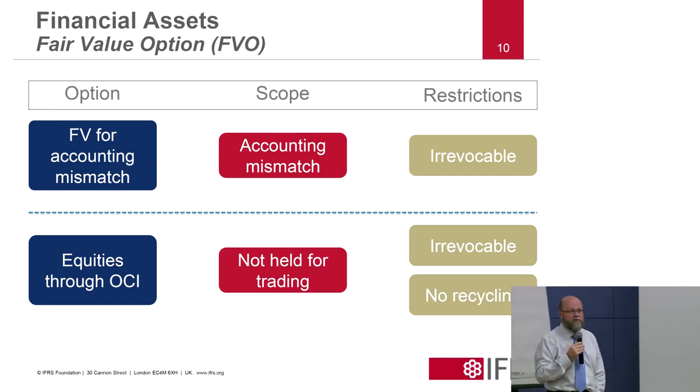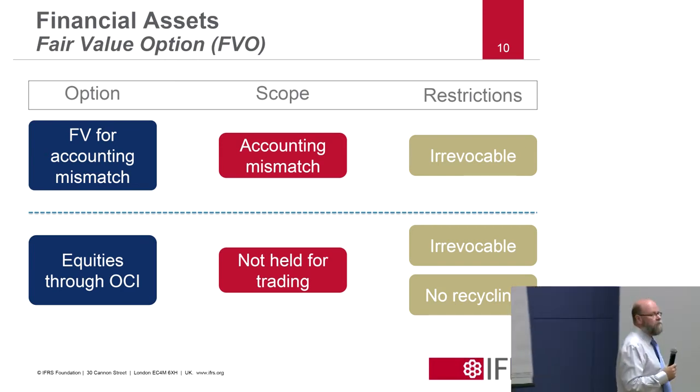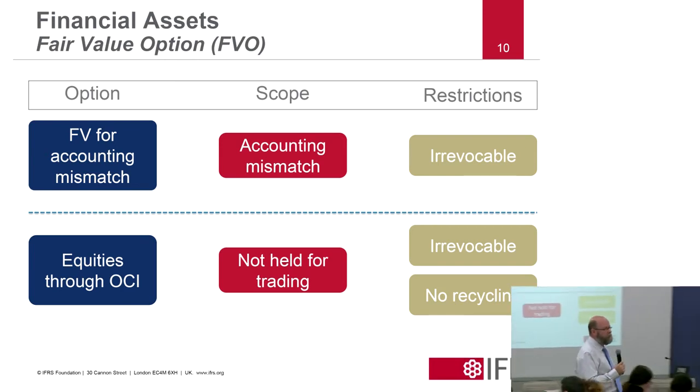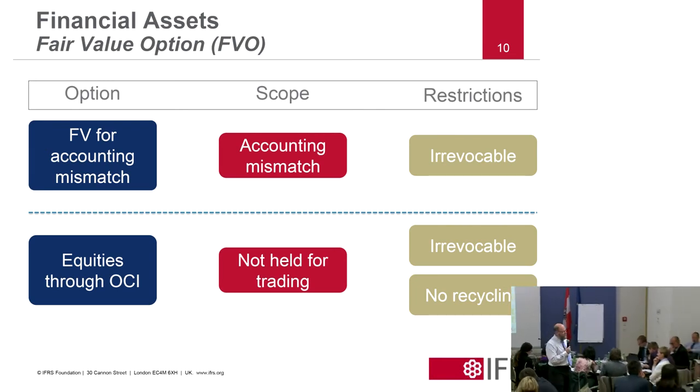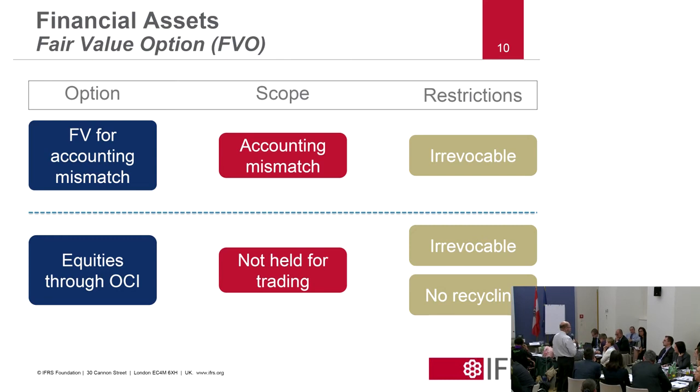Okay, any other questions? You don't ever recognize gains, you don't ever recognize losses. They are recognized only in OCI. So you'll see them in OCI, they're very apparent in OCI, but you never recognize them in profit or loss.